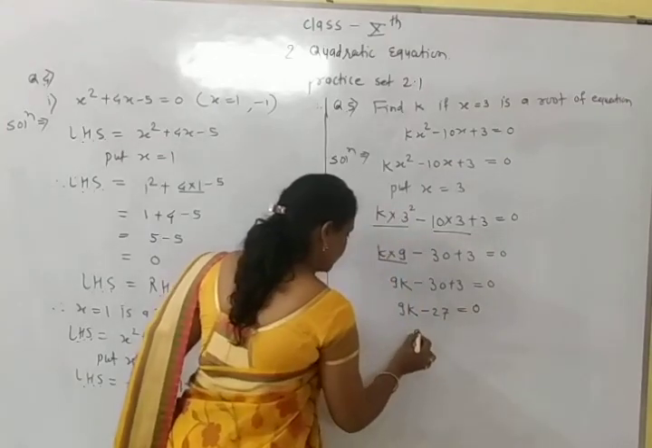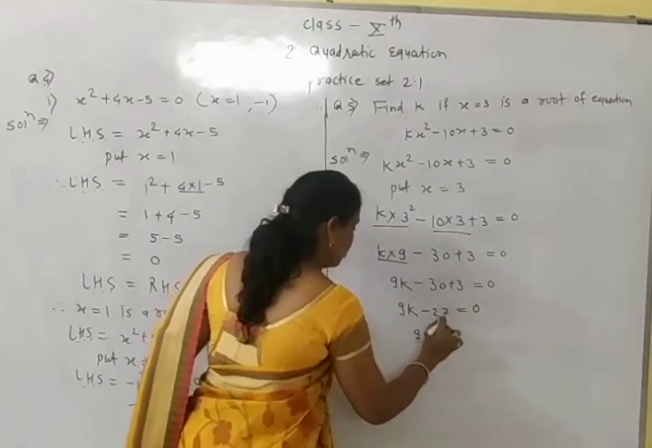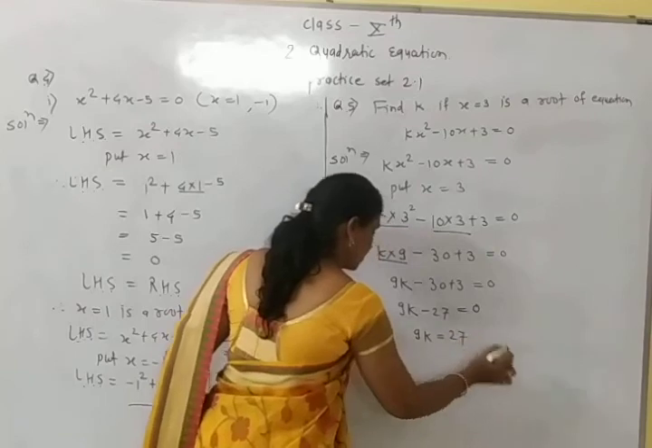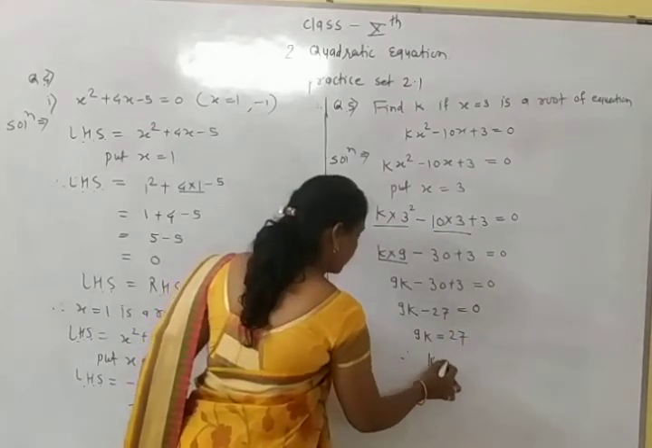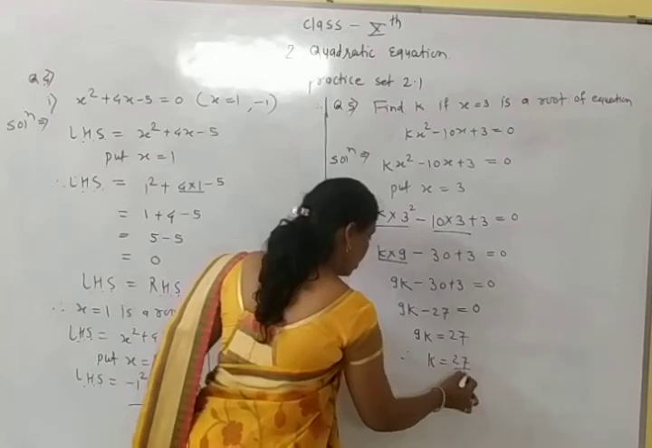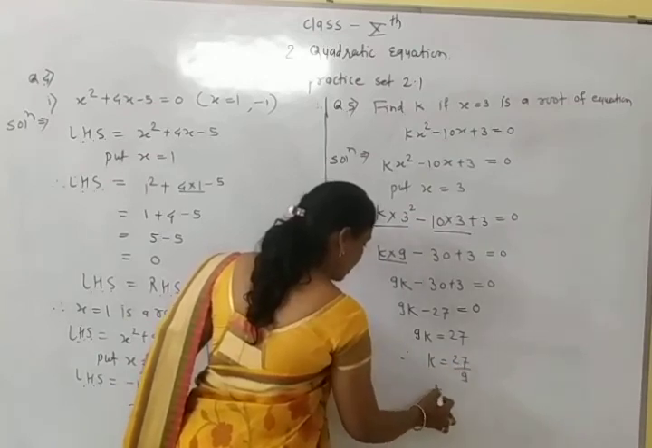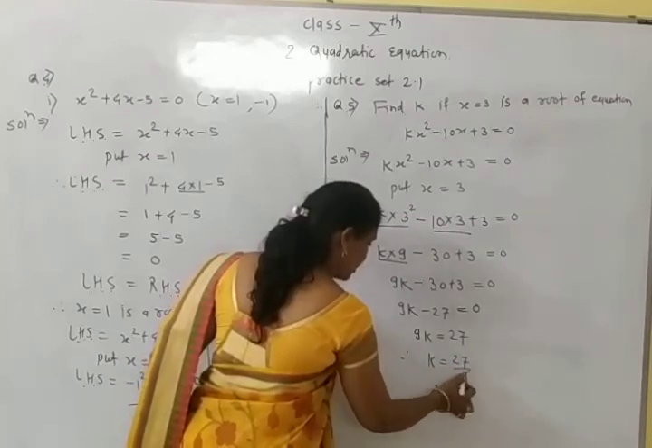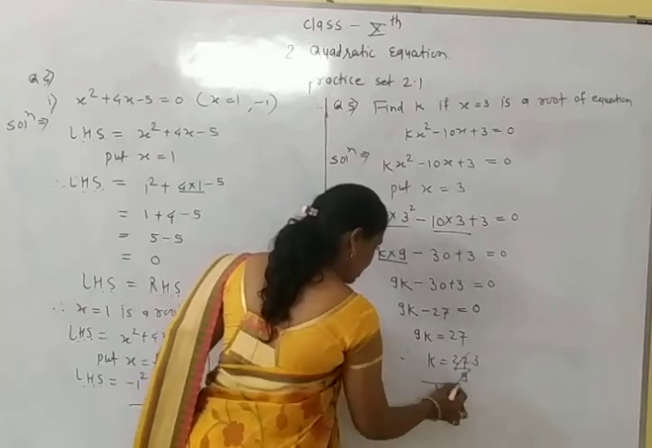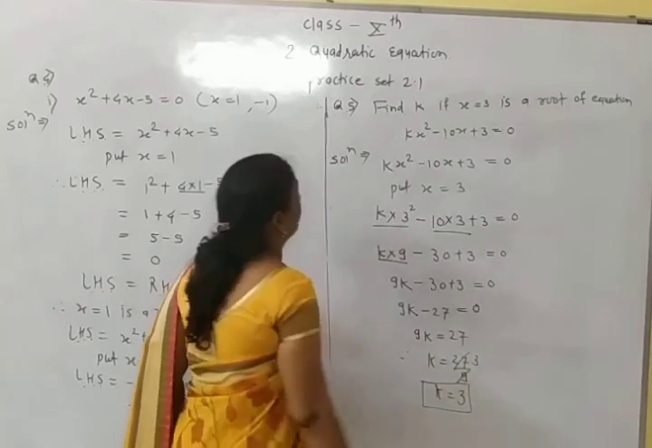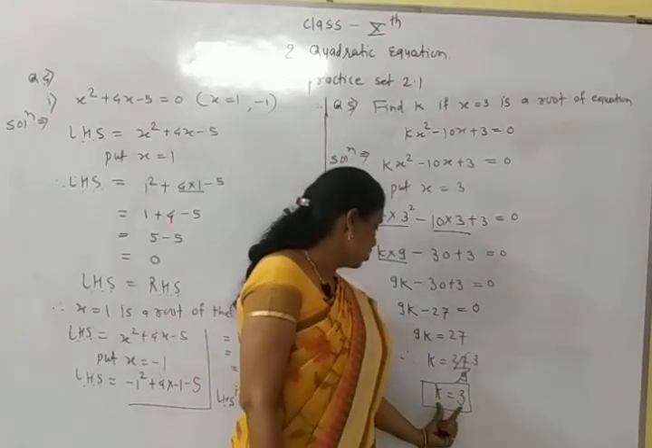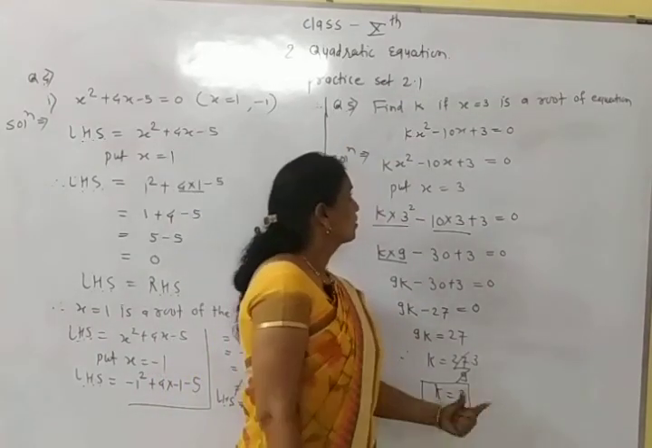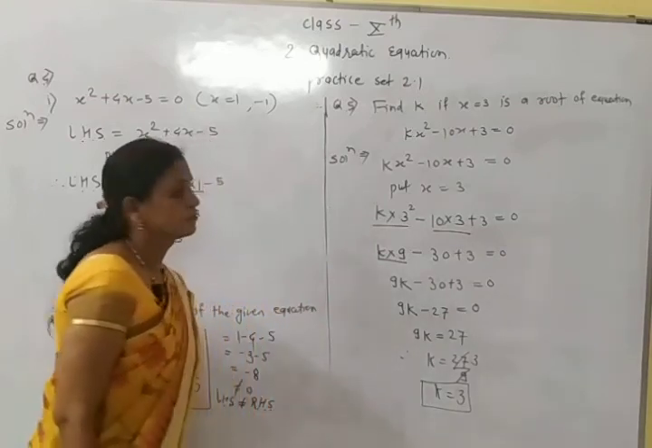Then 9k minus 27 equal to 0. 9k equal to 27, and then find the value of k. K equal to 27 upon 9 and k equal to 3, since 9 3s are 27. Therefore, k equal to 3. Okay, value of k is 3.